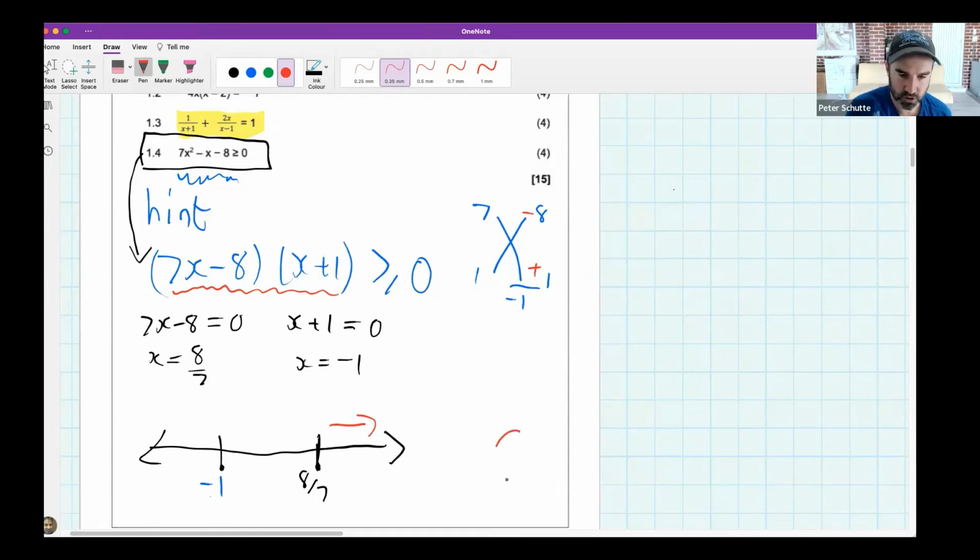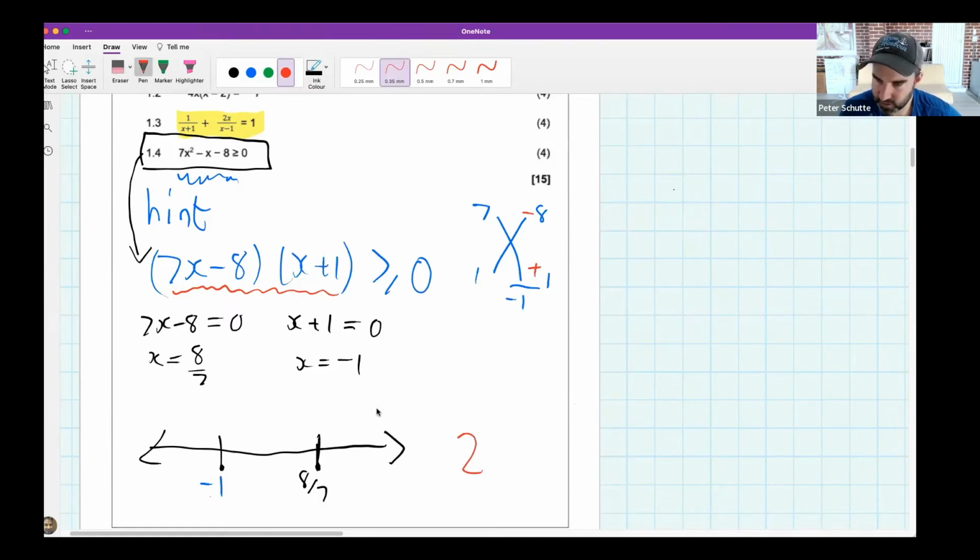So I'm using 2. 2 is the number. It's bigger than my biggest zero value. And I want you to put it into this expression, 7x minus 8, x plus 1. I want to know, do I end up positive or do I end up negative if I put the 2 in?